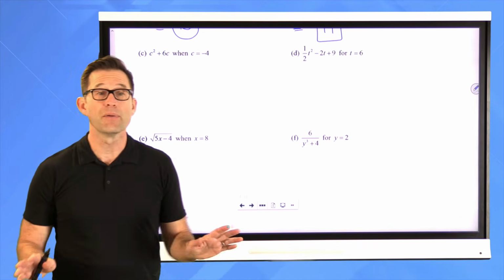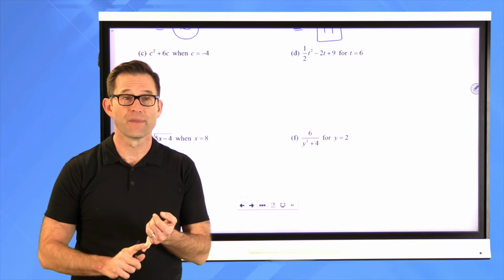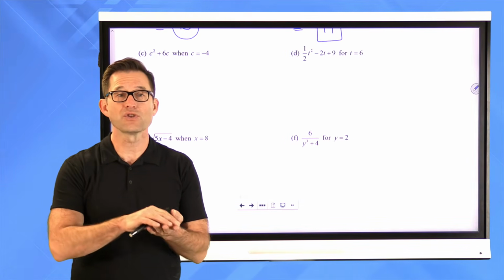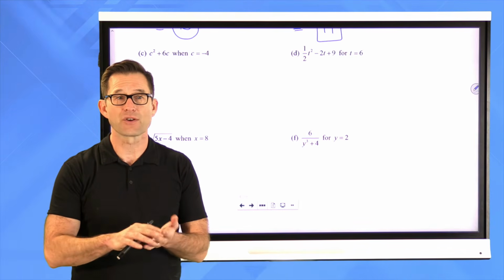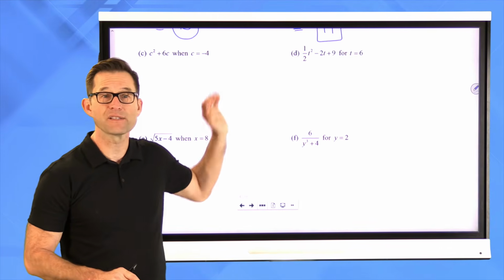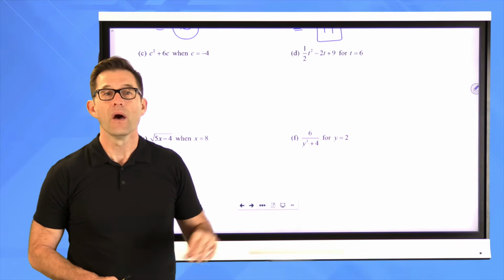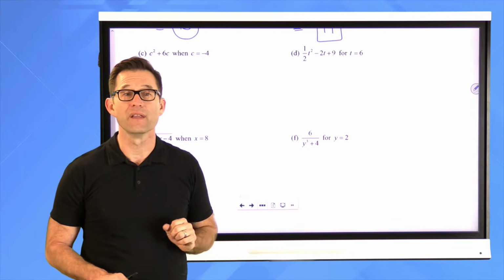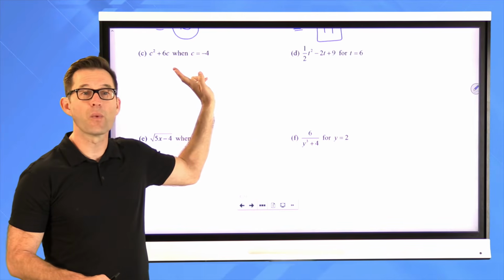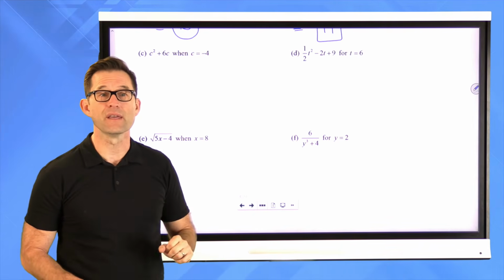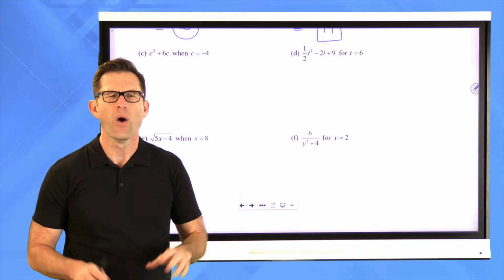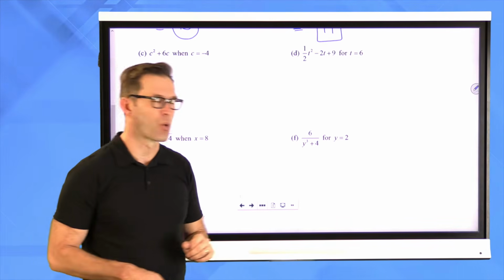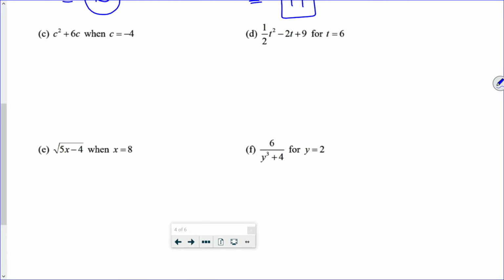Now keep in mind order of operations: parentheses, exponents, multiplication and division (tie), and then addition and subtraction (tie). That's important because here we've got some exponents going on in letter C. Let's do letter C together and then we'll have you do letter D on your own. So letter C, we've got c squared, c to the second, plus 6 times c for when c is equal to -4. Now, I want to be good about my substitution work here. Because I've got a negative number, it's great to put that negative number in parentheses. So I have (-4) squared plus 6 times (-4).